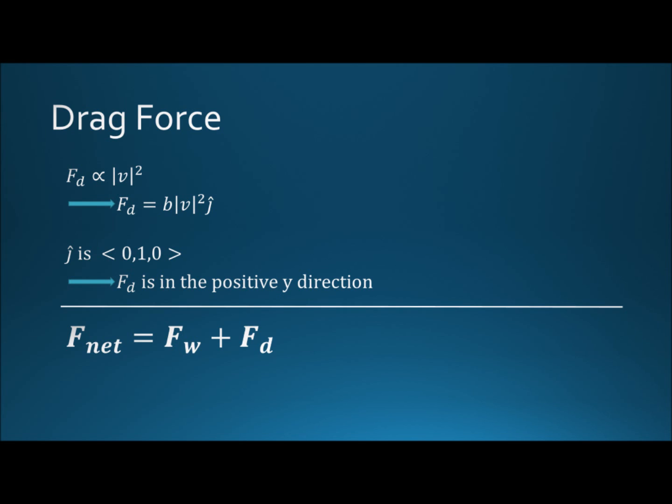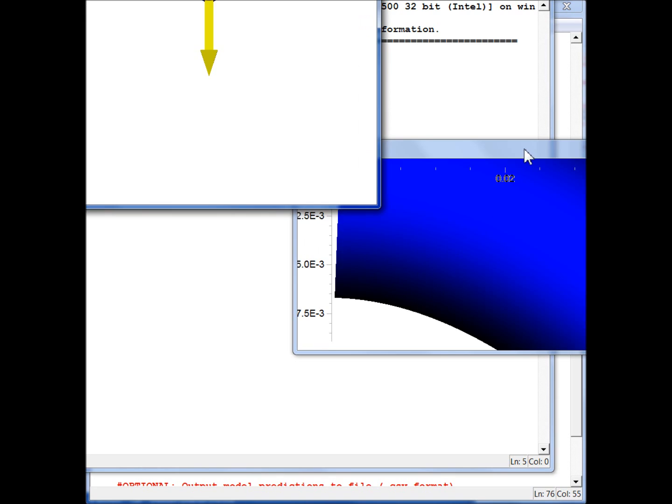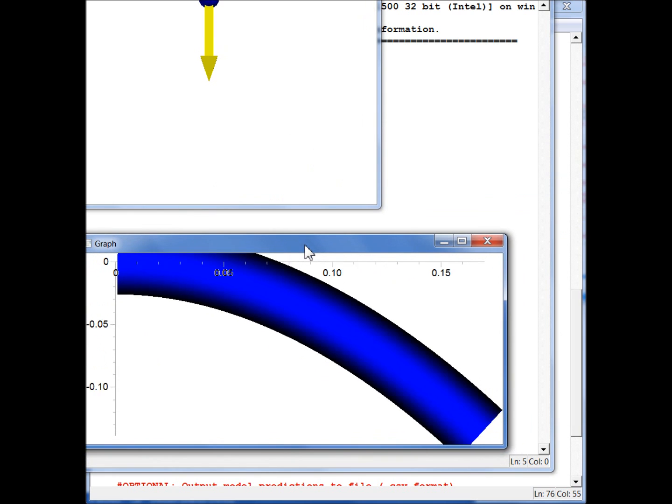The drag force is assumed to be proportional to the square of the magnitude of the paper's velocity. So the constant times the magnitude of the paper's velocity squared times j hat should equal the drag force experienced by the system in the model, which again is in the positive y direction. F net is then determined by both the drag force and the weight force in the system. The drag force slows down the motion and yields this graph and visualization.